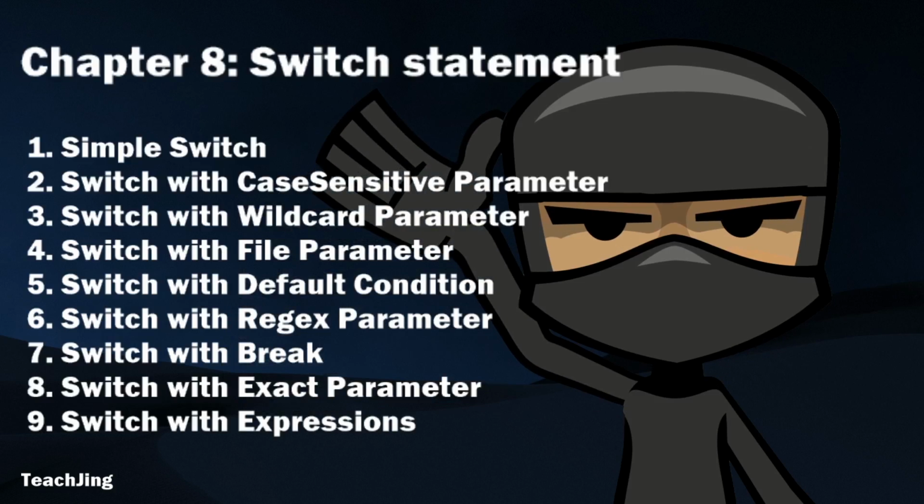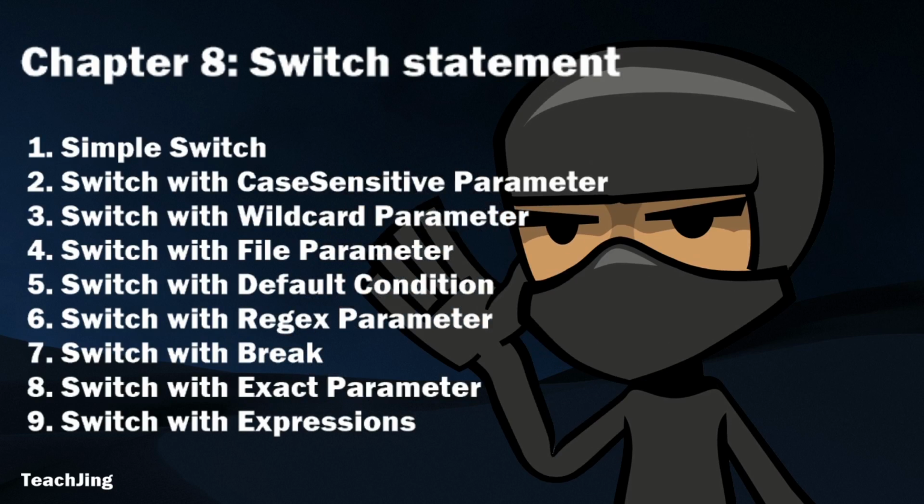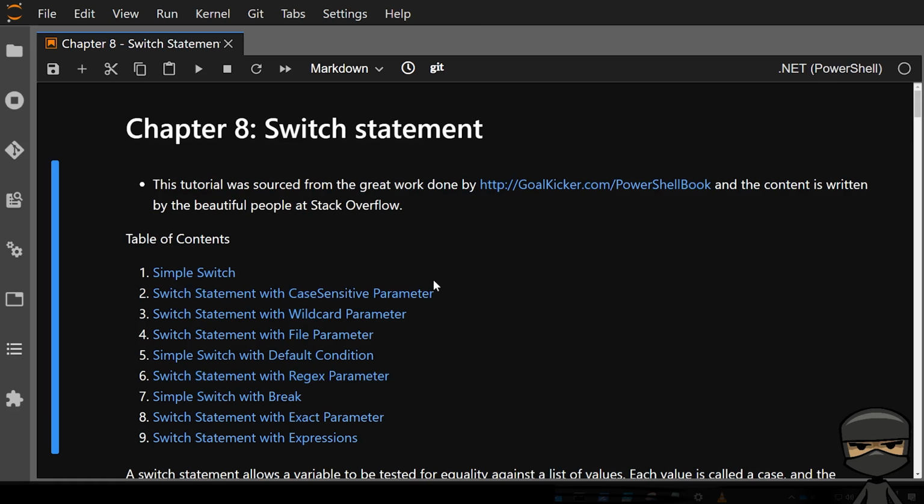Chapter 8, Switch Statement. All right, Chapter 8. A switch statement, if you don't know, basically allows a variable to be tested for equality against a list of values. So, it shortens an if-else statement. If you're going to have a lot of options that you want to test a variable against, this is when you want a switch statement, okay?